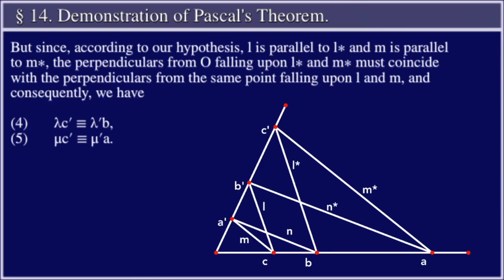But since, according to our hypothesis, l is parallel to l star and m is parallel to m star, the perpendiculars from O falling upon l star and m star must coincide with the perpendiculars from the same point falling upon l and m, and consequently we have 4. Lambda c' is congruent to lambda' b. 5. Mu c' is congruent to mu' a.